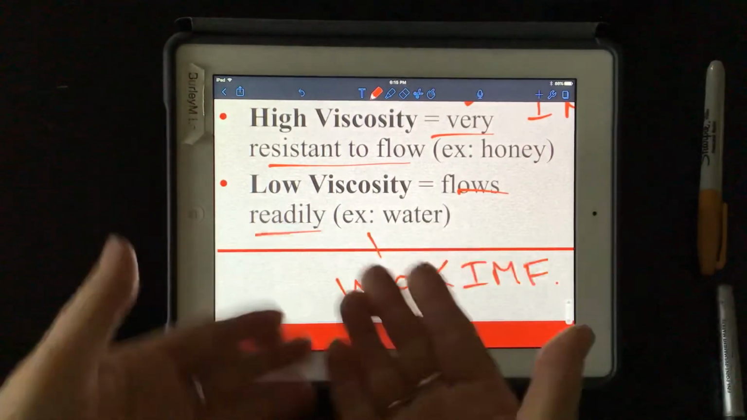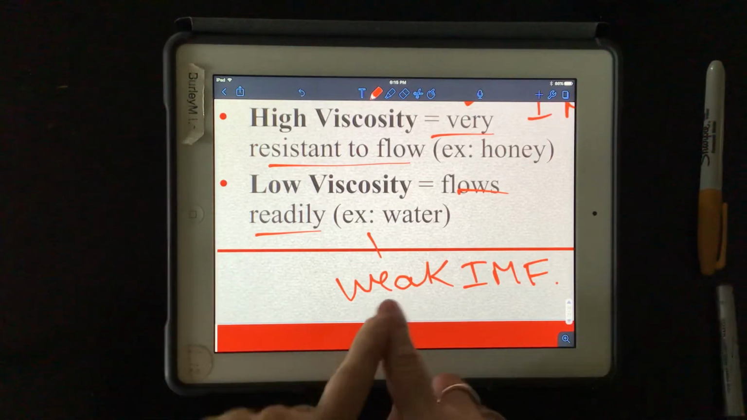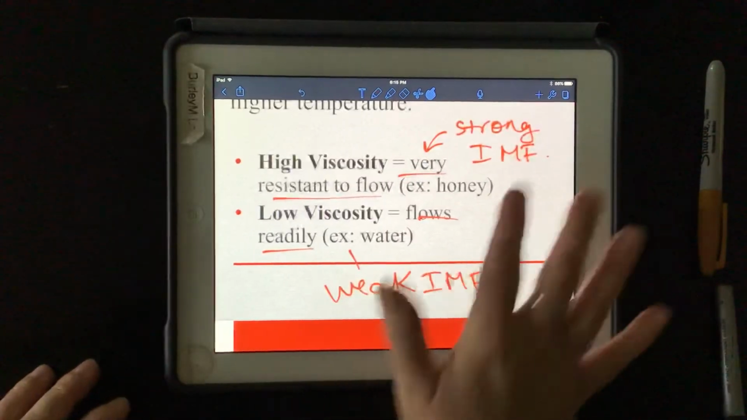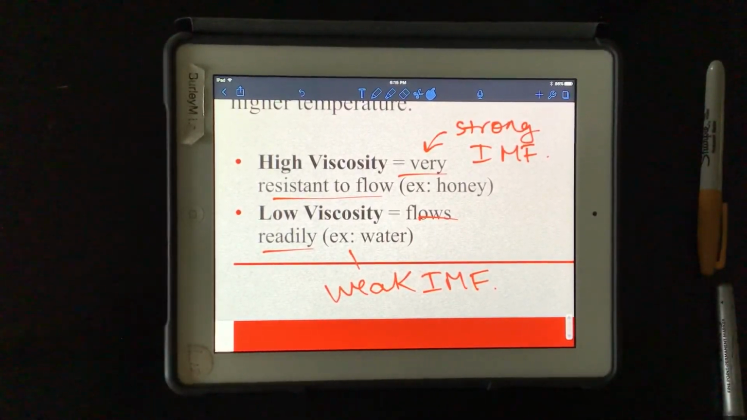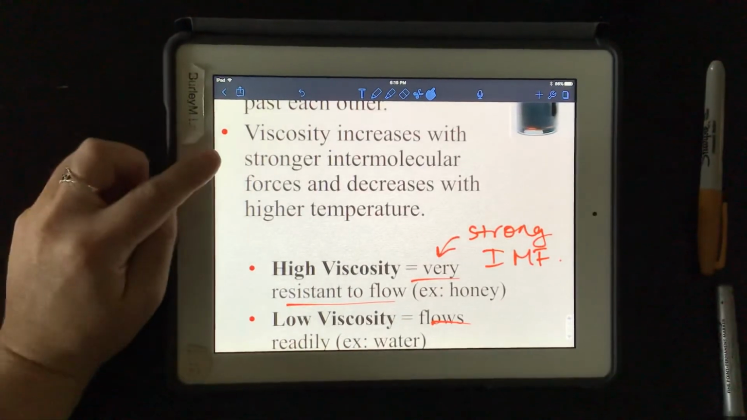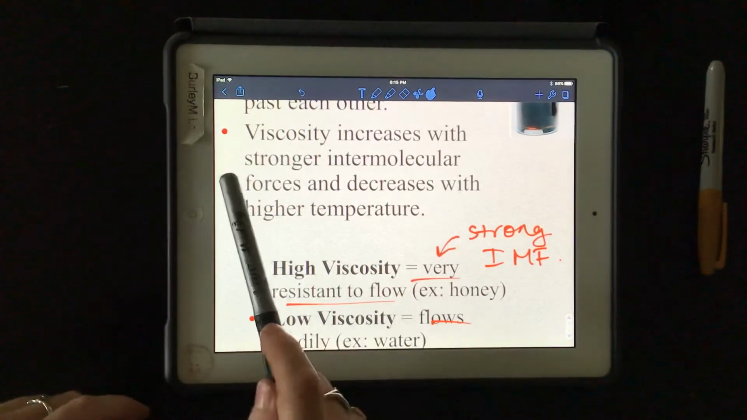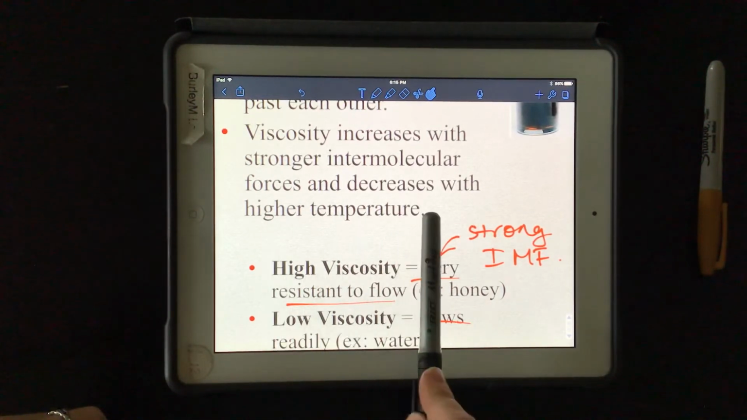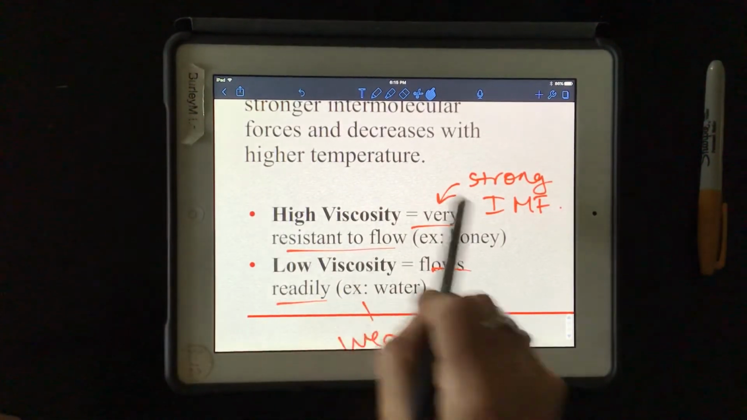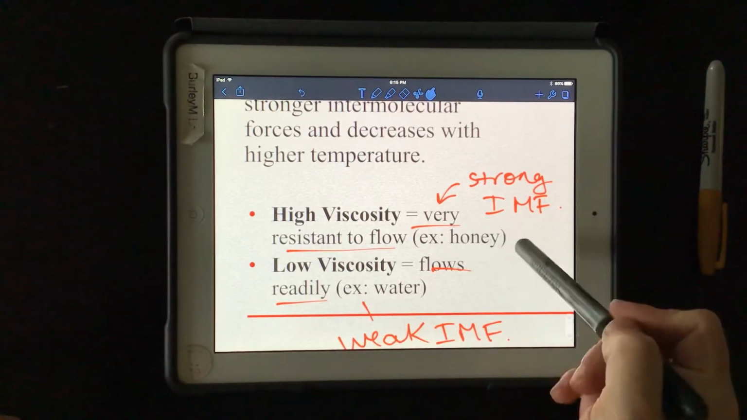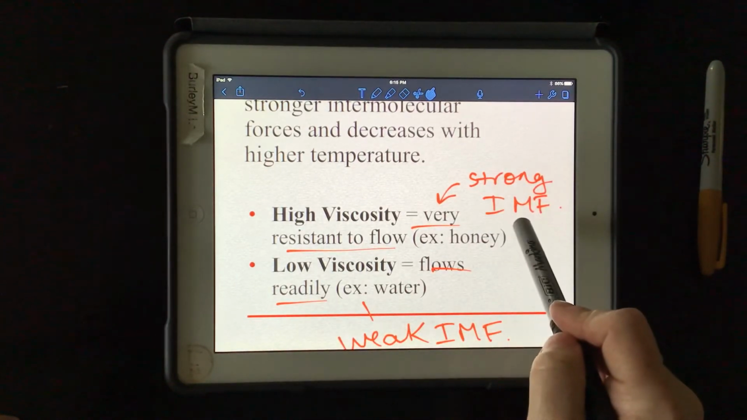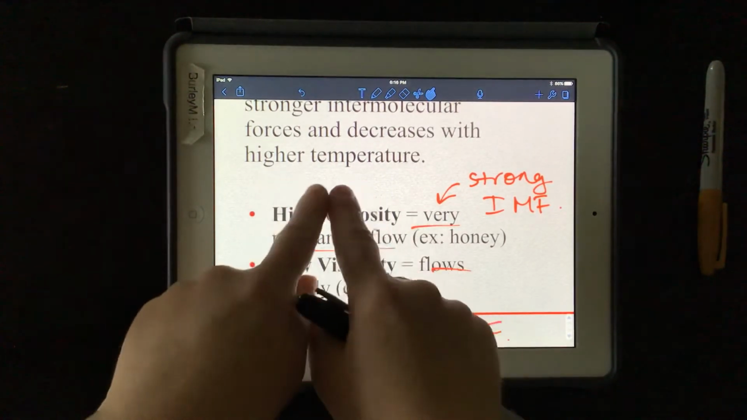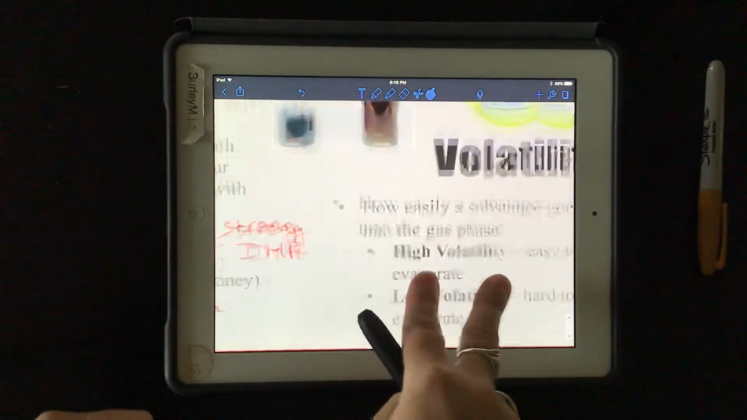And that's why it so easily flows past each other, because the molecules aren't as attracted toward one another as things with stronger intermolecular forces. It also says here, viscosity increases with stronger intermolecular forces and decreases with higher temperatures. So if we add energy, like heating up honey, we can break apart those strong intermolecular forces and make them flow past each other with more ease.